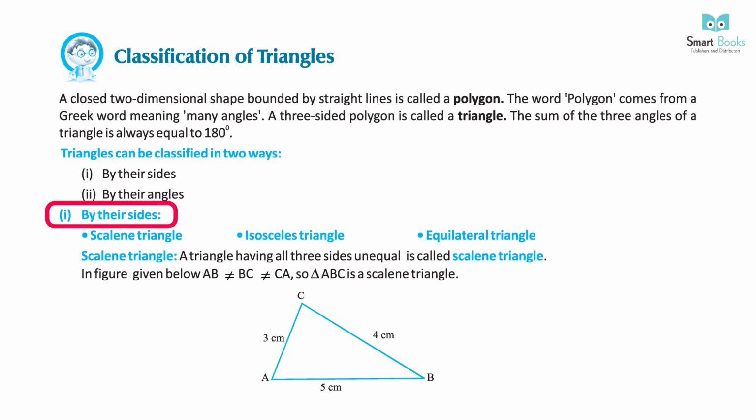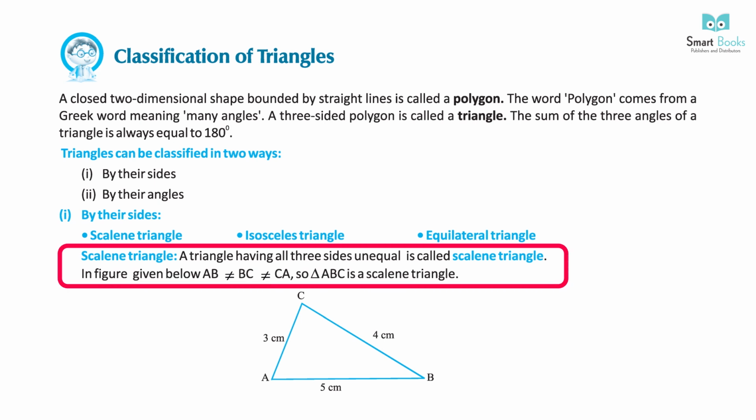First, by their sides. Scalene triangle, isosceles triangle, equilateral triangle. Scalene triangle. A triangle having all three sides unequal is called a scalene triangle. In the figure given below, AB is not equal to BC is not equal to CA. So, triangle ABC is a scalene triangle.